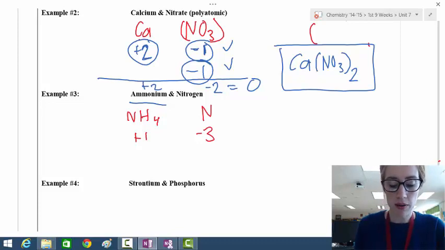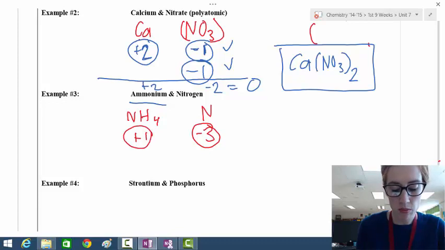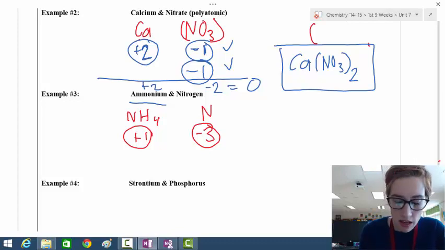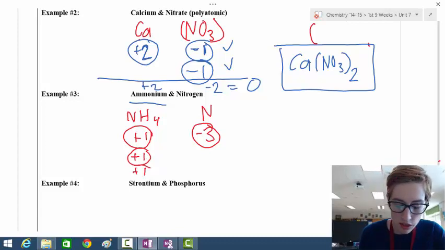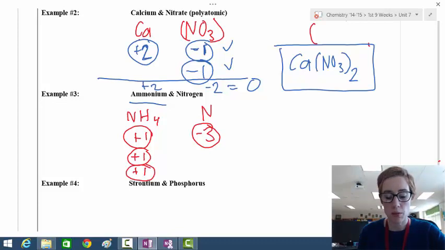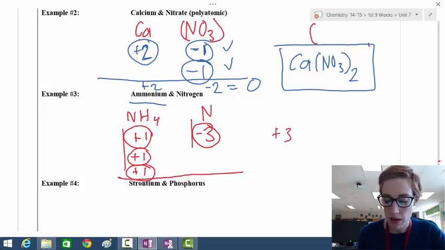So now I have to think, how many of these do I need? Well, 1 nitrogen will give me a -3 charge, and 1 ammonium will give me a +1. I obviously have more negatives than I do positives, so I need to add more positives. If I add another positive, NH4 ion, I'm still not at neutral. So I have to add 3 ammonium ions to get a neutral compound, because these will add up to equal +3, and then this is going to be a -3, so my overall charge is neutral.